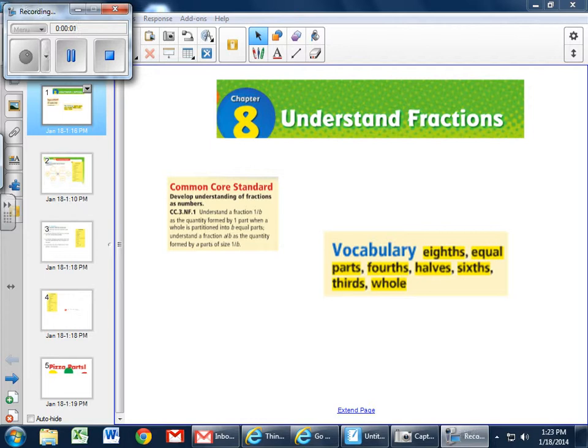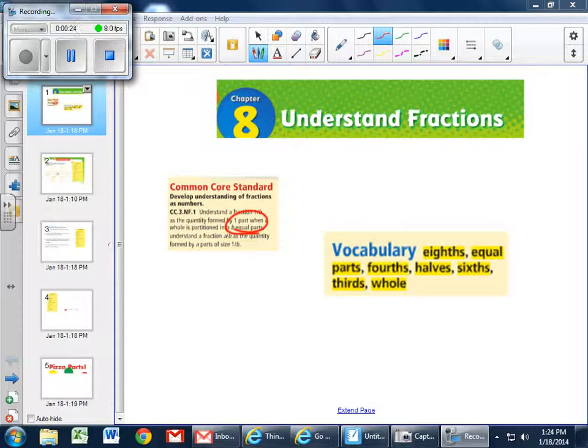We are jumping into a brand new chapter, Chapter 8, Understanding Fractions. We're looking at a Common Core standard, new one for this chapter, developing understanding of fractions as numbers. Understanding a fraction 1 over b is the quantity formed by one part when a whole is partitioned into b equal parts. This word here is all about fractions. You cannot have a fraction if they are not equal.